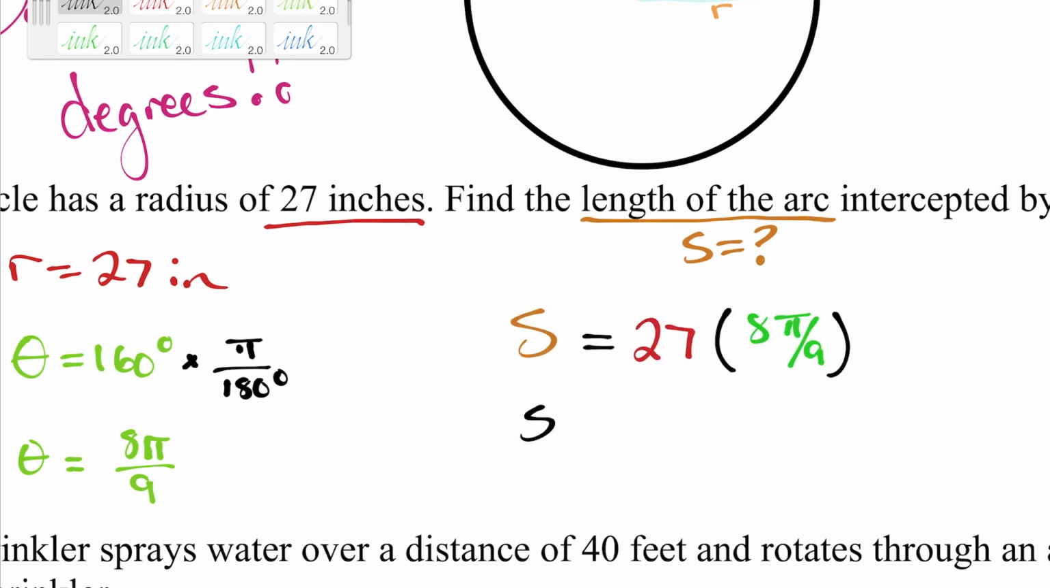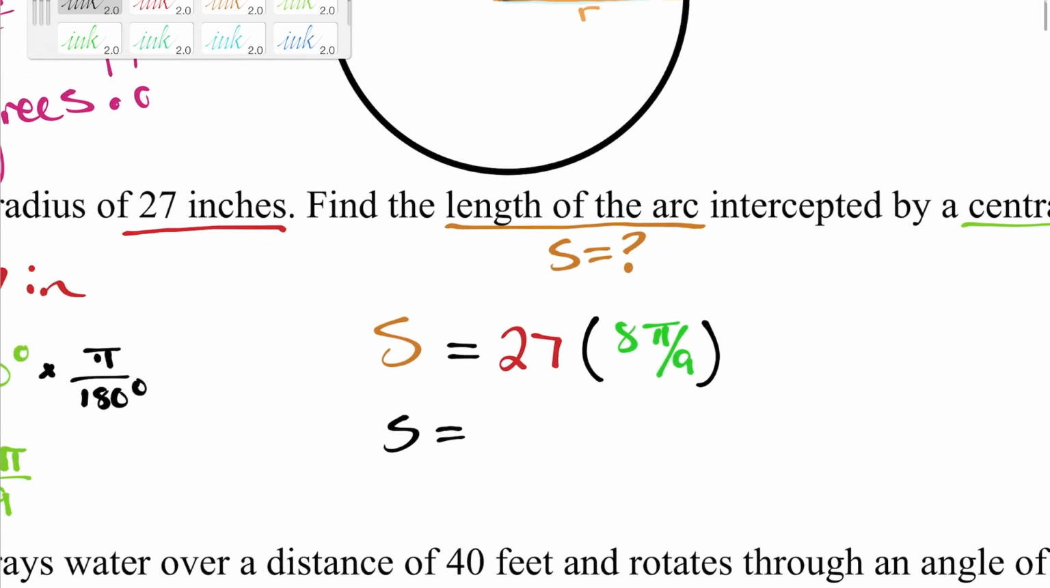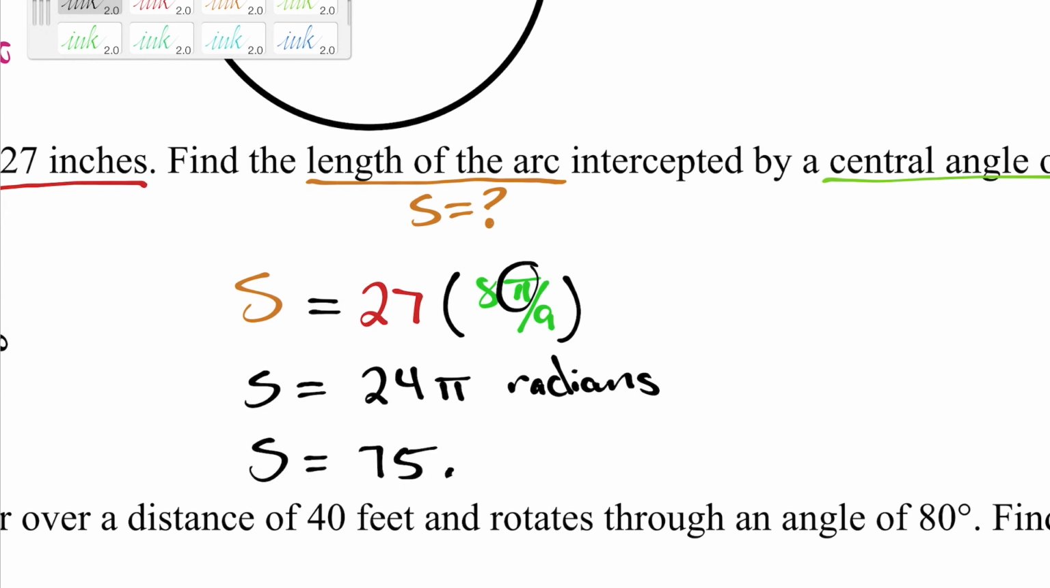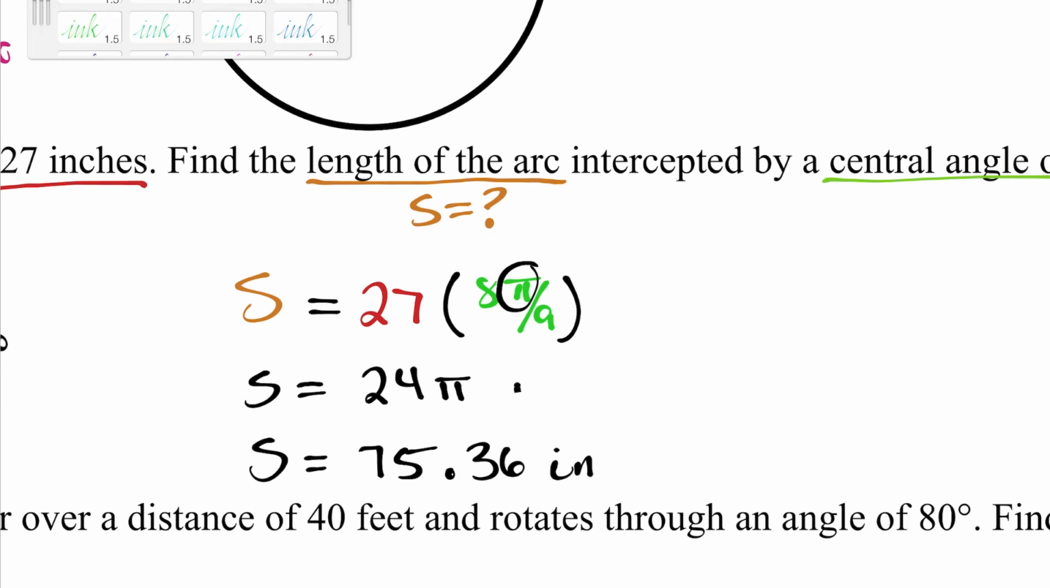When I do my multiplying, there are a few different ways you could write it down. It depends on who's asking the question and what it is they want. Typically I don't like to mess with the pi, so I just leave it as pi and do the 27 times the 8 divided by 9, and you end up with 24 pi. If you have the pi there, you don't really have to specify radians. You could also put 3.14 in your calculator instead of pi, and we would end up with 75.36 inches.